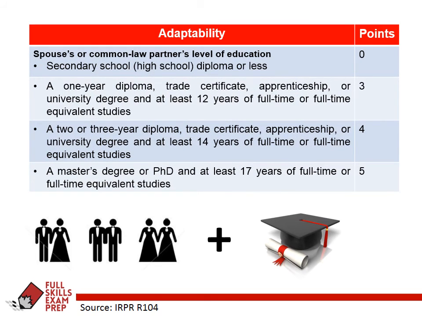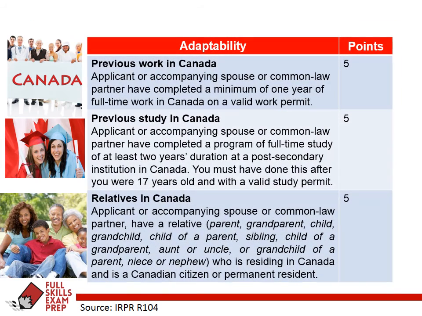So adaptability focuses on a few areas. It's usually something to do with a Canadian connection, and also, as you can see in this chart, the person's spouse or common law. So with this, you can see that a person who is bringing a husband or wife or common law partner, what they're going to do is take a look at the education according to Regulation 104. They will also take a look at previous work in Canada, previous study in Canada as well, and relatives in Canada.